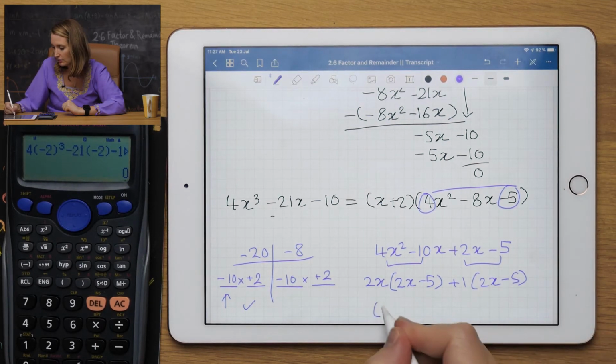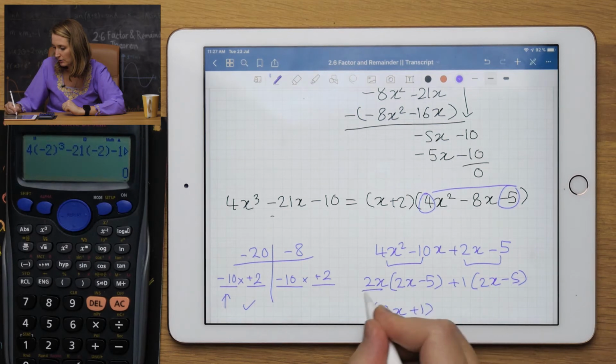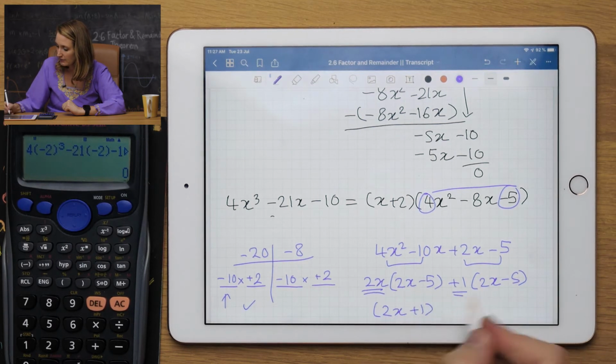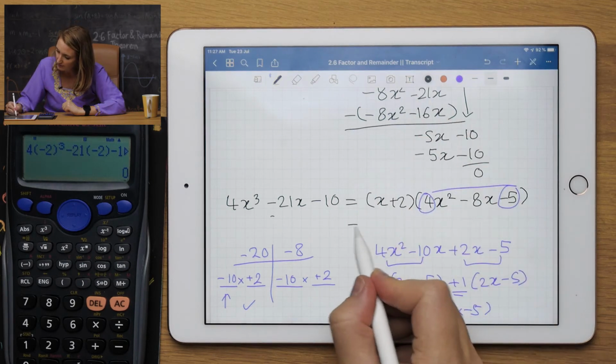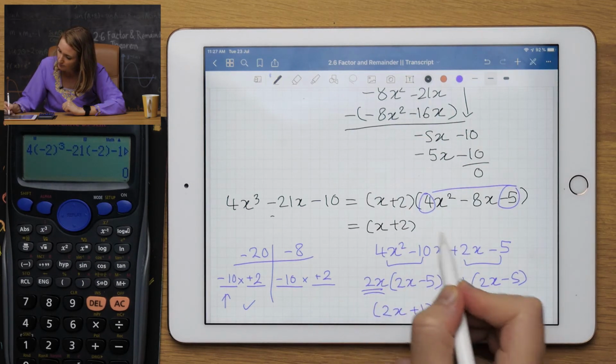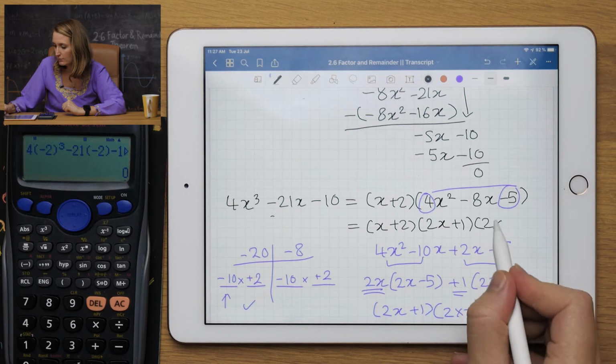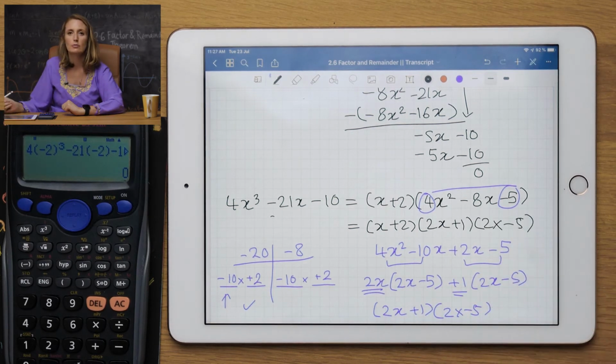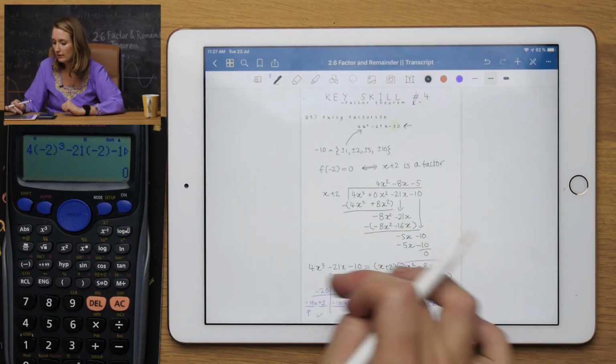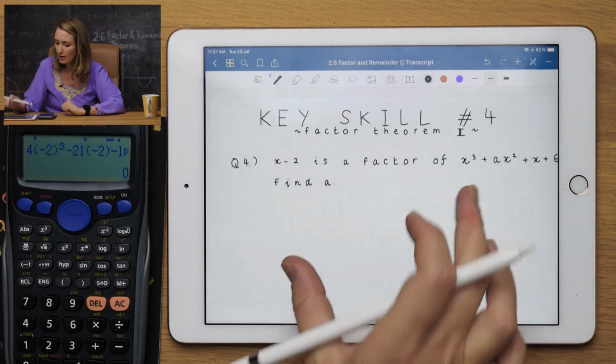And the first two, these two make a bracket, and the repeated bracket is the second one. So the final factorization is x plus 2, 2x plus 1, 2x minus 5. And this is going to be super useful later on when you're drawing the graphs of the cubics.